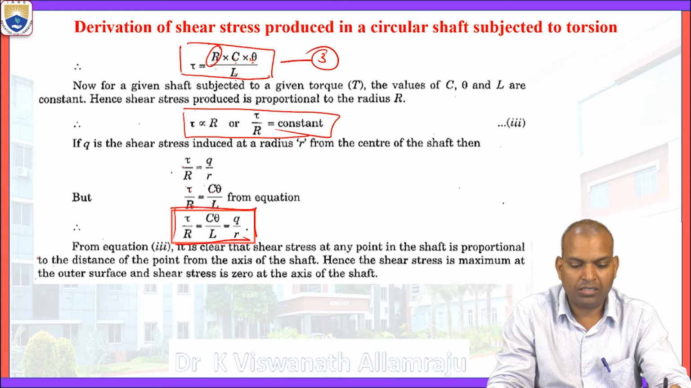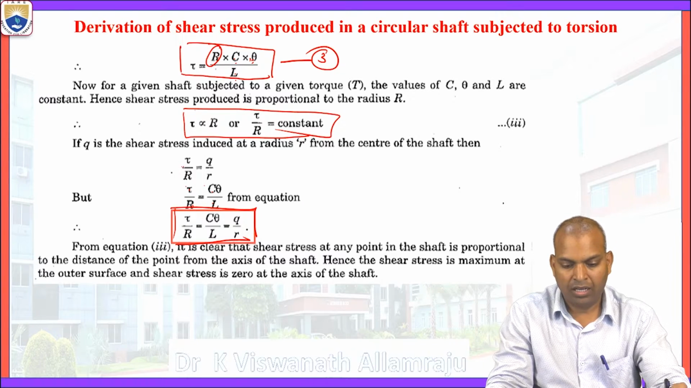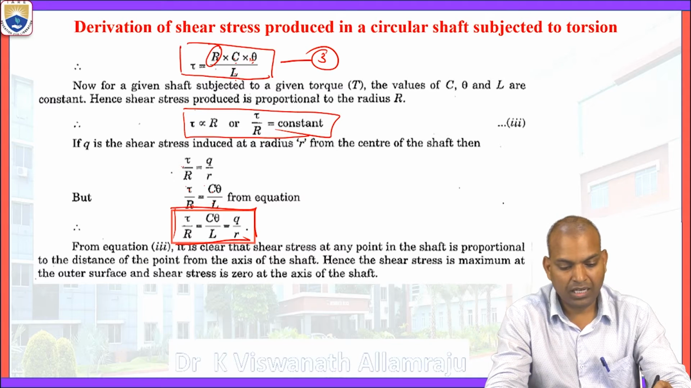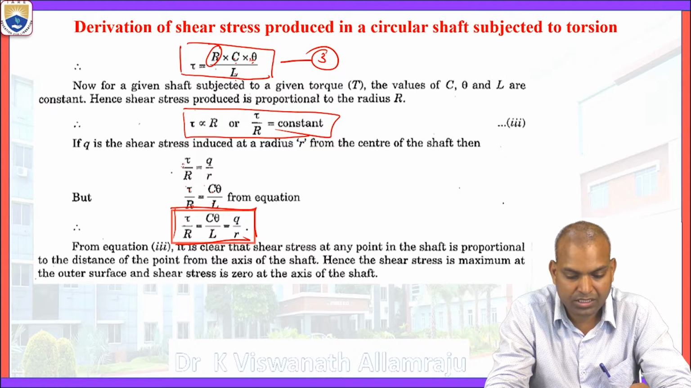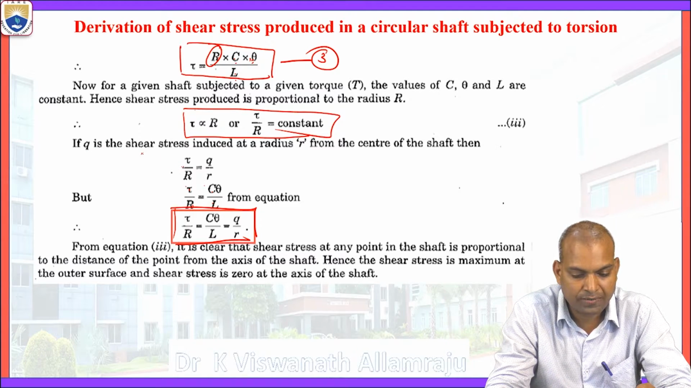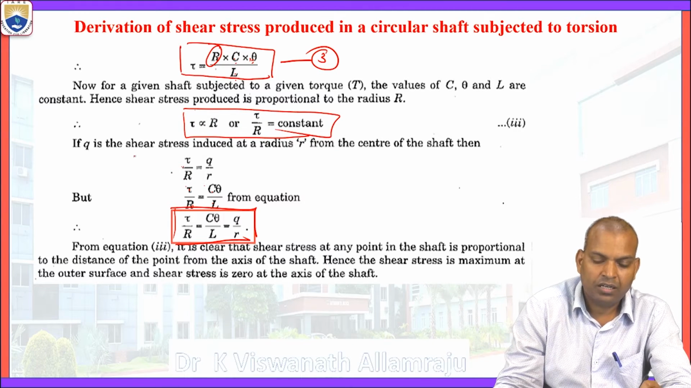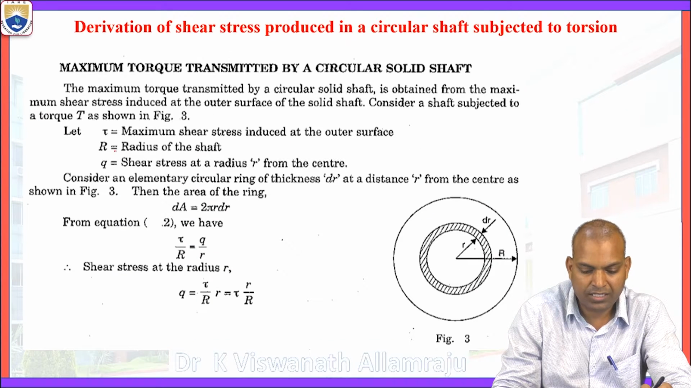So this is the basic derivation, the basic equation we calculated here. Here Q is the shear stress induced at a small radius r, and tau is the shear stress at the capital radius R, the outer surface. How it is varying: tau by R equal to Q by R. This is the variation across the shaft.